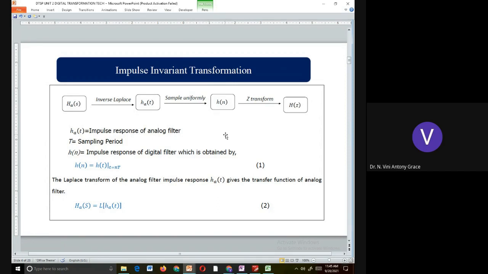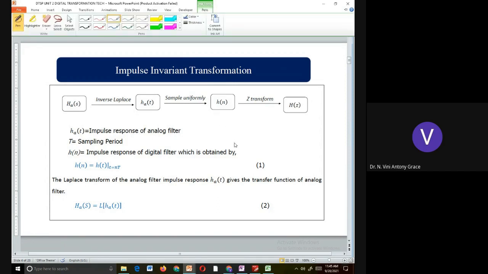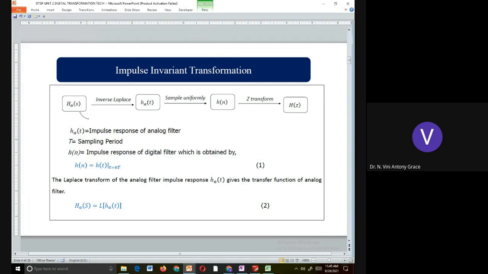We have to convert an analog filter into a digital filter, for which we are deriving the transformation technique formula. In impulse invariant, how this conversion of the analog filter into the digital filter transfer function occurs is given as a block diagram. The sequence of steps is represented here. You consider the analog filter transfer function, and I have to get the digital filter transfer function, which is H(s) to H(z).